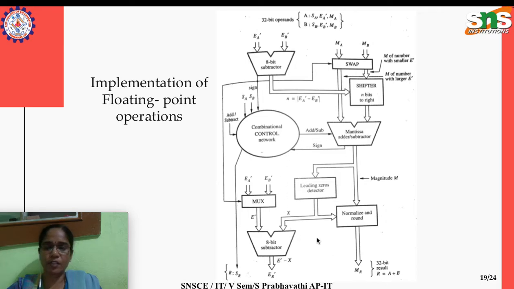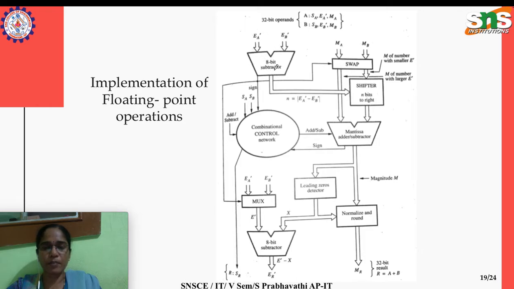In the circuit diagram, A and B are two numbers of 32-bit representation. 32-bit means single precision. S of A is the sign bit of the first number, followed by the exponent and mantissa, and similarly for B. It follows some steps. The very first step, when we go for addition and subtraction, is to compare the exponents.